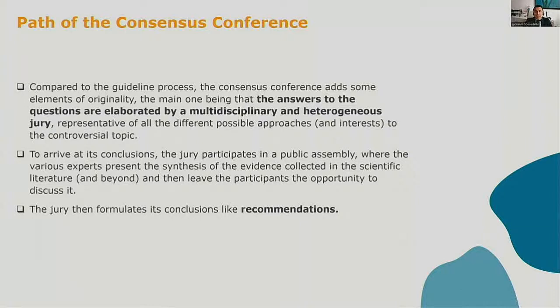Compared to the guideline process, the consensus conference adds some elements of originality, the main one being that the answers to the questions are elaborated by a multidisciplinary and heterogeneous jury, representative of all the different possible approaches to the controversial topic. To arrive at its conclusions, the jury participates in a public assembly where the various experts present the synthesis of the evidence collected in the scientific literature and then leave the participants the opportunity to discuss it. The jury then formulates at the end its conclusions as recommendations.